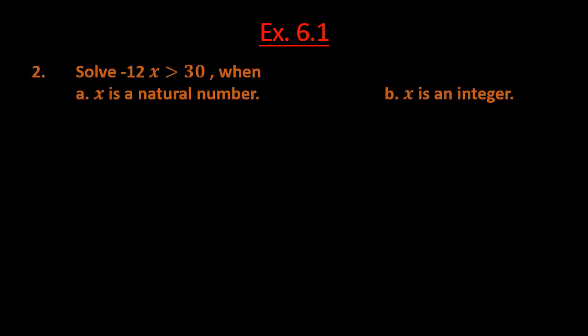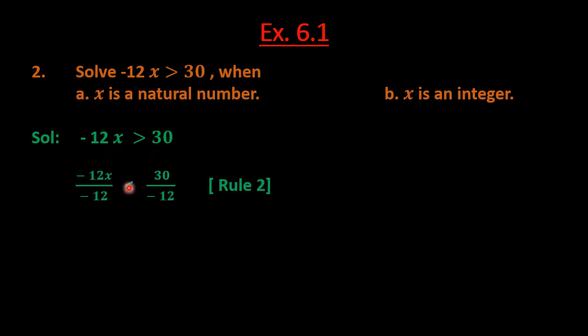So let us solve question number 2. The question is, solve minus 12x greater than 30 when x is a natural number and also when x is an integer. You already know what a natural number is and what an integer is. First we solve this linear inequality. On the left hand side, the coefficient of x is minus 12. Because of this minus sign, we have to divide by minus 12 in order to solve this linear inequality. But we have to keep in mind, as soon as we divide by a negative number, the sign gets reversed.